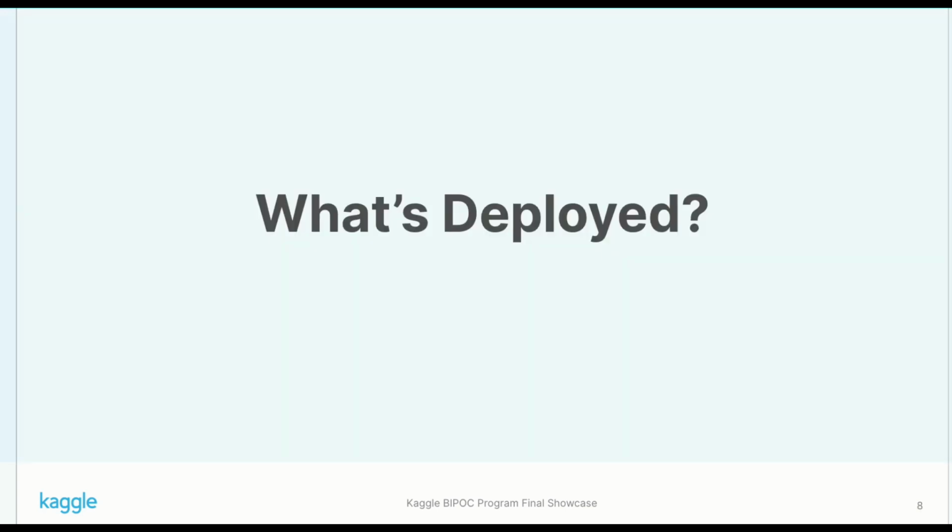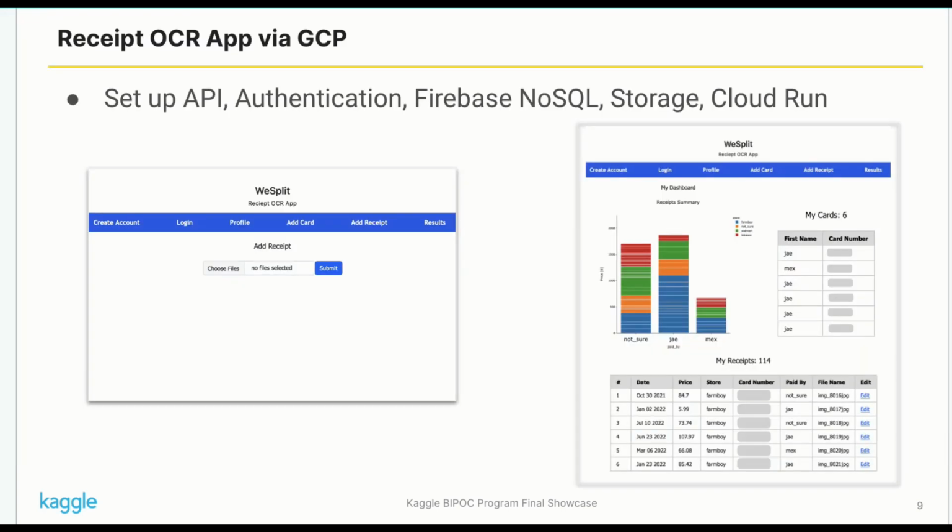So what is deployed? These are the screenshots of the deployed web app, and the user logs in with authentication, and the Firebase NoSQL database is connected. The collected OCR results are saved in the Firebase NoSQL database, and the receipts are stored in Firebase storage, and it is deployed through Cloud Run. On the right side, that is what users can see about who paid for what, when, and the details of the receipts.